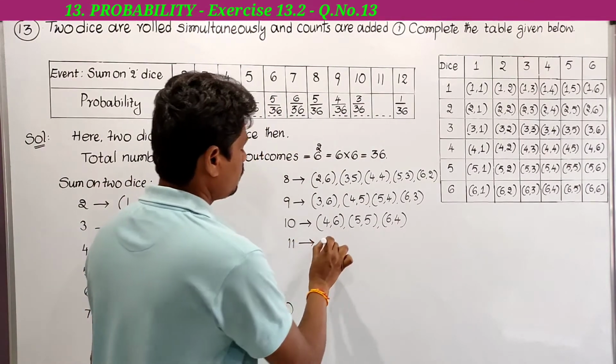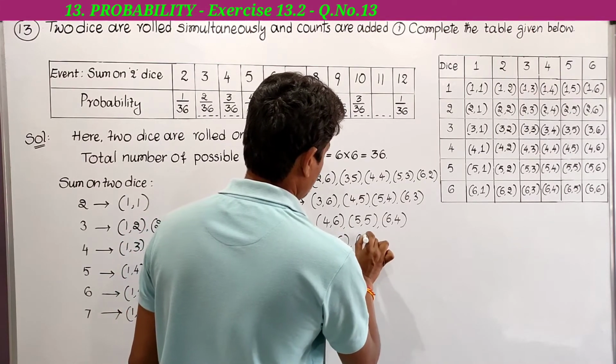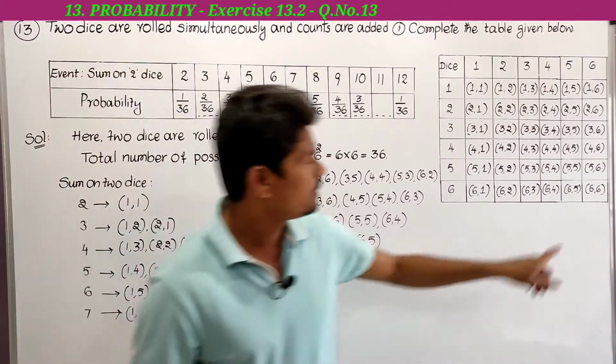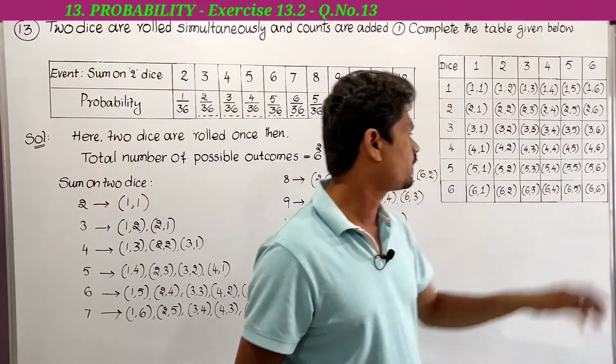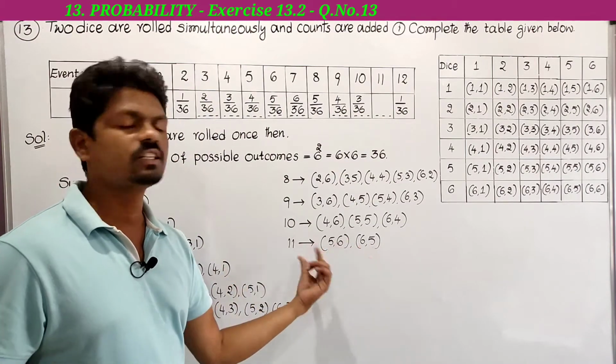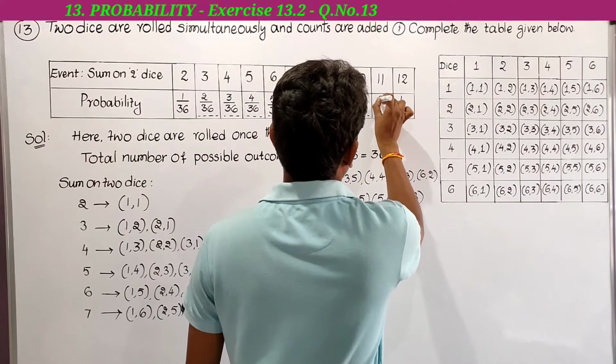So next in the same way 11. So here favorable outcomes are only 2, 5, 6 and 6, 5. 5 plus 6 is 11, 6 plus 5 is 11. So here it is 2 by 36.